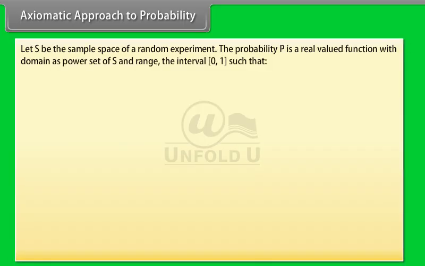Axiomatic approach to probability. Let S be the sample space of a random experiment. The probability P is a real valued function with domain as power set of S and range the interval 0, 1, such that 1. For any event E, 0 less than or equal to P of E less than or equal to 1. 2. P of S is equal to 1.